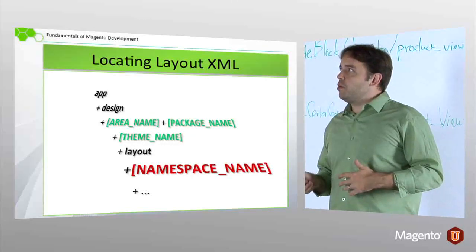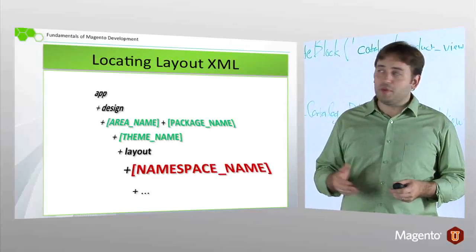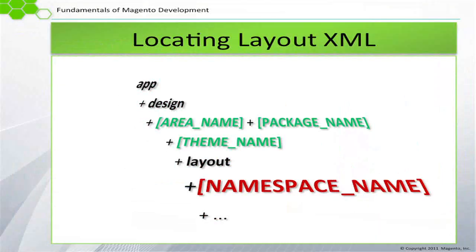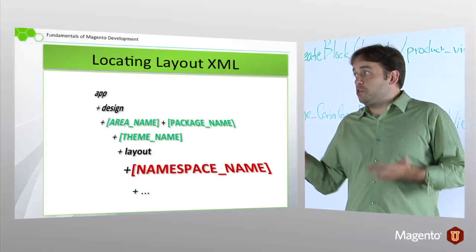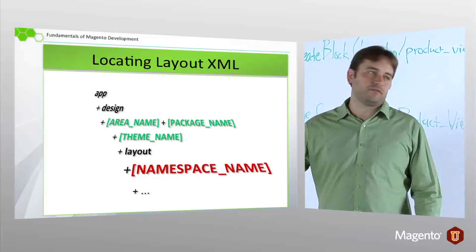And similarly, with layout XML files, which can be declared by your module, you'll have, again, app design and then front end, package name, or admin HTML, package name, theme name, and then a layout folder. And in your module configuration, you only declare things relative to the folder that contains them, the layout folder.